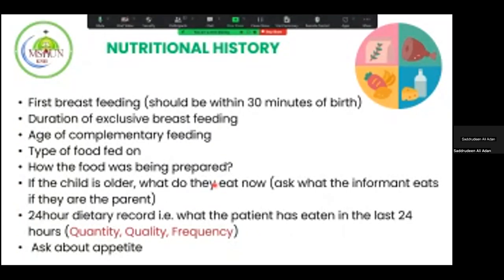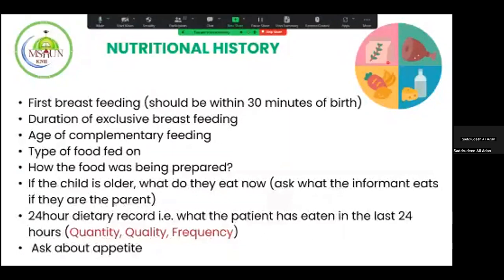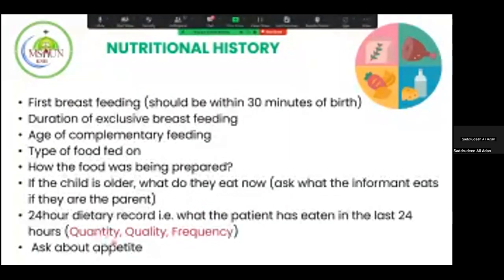Then after finishing, you have to put in the quantity: is it 1 cup? If you estimate, is it 3 spoons per feeding, per every meal? And what's the quality? Quality means check that they eat at least 4 different food groups that are part of the balanced diet. So you can see here, I think this is the carrot and those vegetables or fruits. Here, I don't know what this is. We have meat, we have milk, etc. We have at least 4 different food groups. So the quantity, quality, and the frequency.